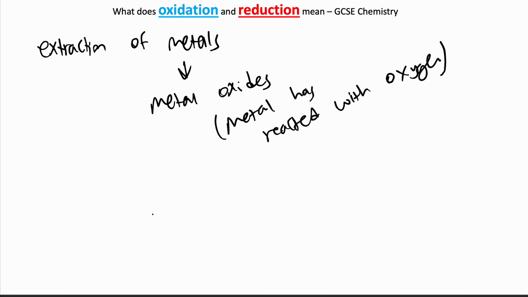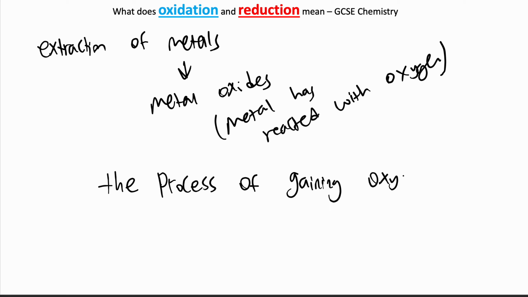It's also like when iron reacts with oxygen, it forms an iron oxide. So oxidation just means the process of gaining oxygen. I mean, it's pretty easy to understand from looking at the name, oxidation. You can kind of see the oxygen in that, and "dation" kind of sounds like you're gaining something, right? Oxidation is the process of gaining oxygen.